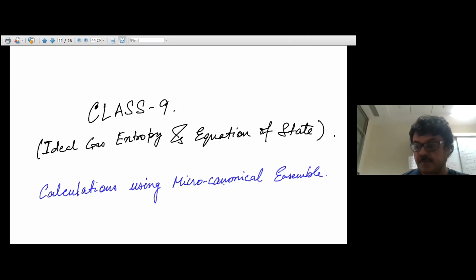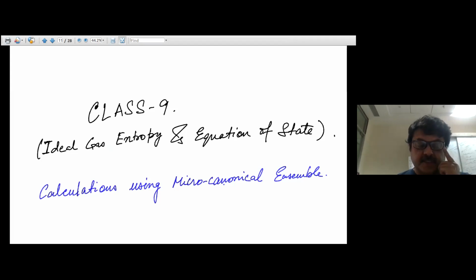Okay, so welcome to class 9, where we'll be discussing some more properties of S equal to kB log omega, just to check that kB log omega has the right properties of entropy.